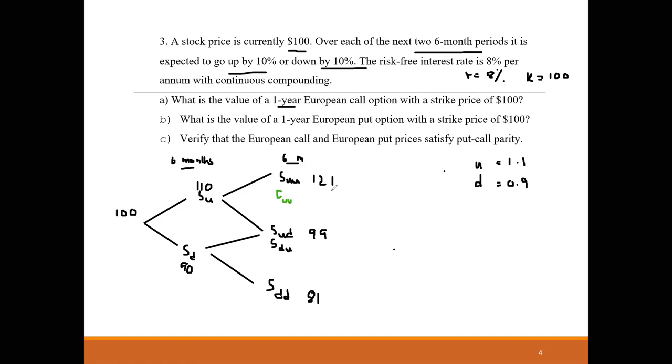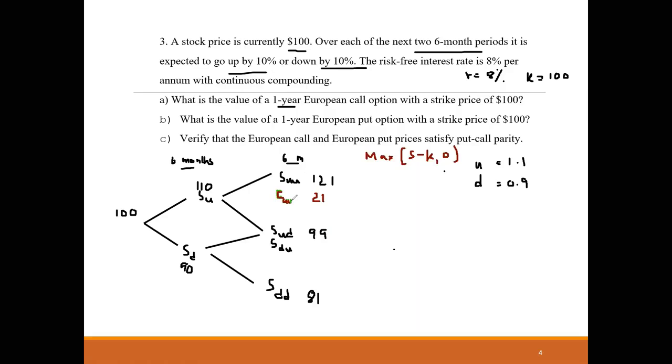So how to get the payoff? The value of the option will be the payoff at maturity. For a call option, it is the maximum of S minus K or 0. Here K is 100. The stock price is greater than the strike price, so your payoff will be 21.